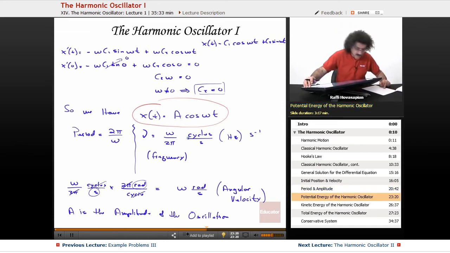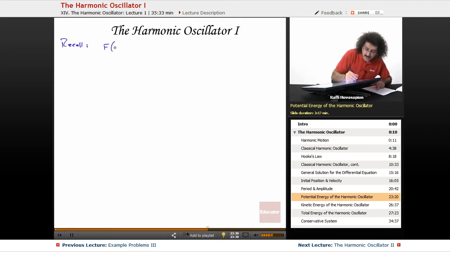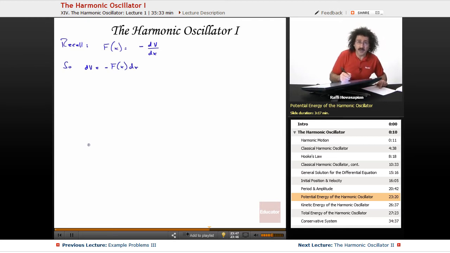Okay. Now, recall from physics that a force is equal to minus the derivative of the potential energy. So dV equals minus f of x dx. So if I want the potential energy, it equals minus the integral of f of x dx. I just integrate that equation.